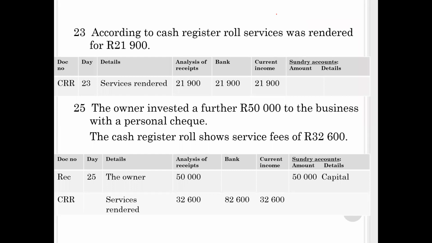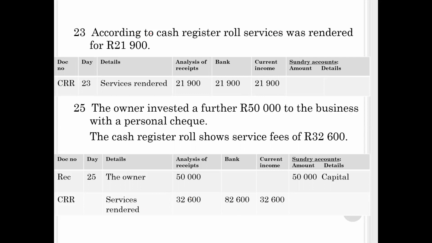Then you will see what they've done now is they add up those two transactions on the 25th. So the 50,000 and the 32,600, and the total is going to bank now. So the total is 82,600. But remember, you still need to say what that 32,600 is for. If you write there with detailed services rendered, then it must go to current income. Right, so the one on the 25th, I'm going to take that one again because there are two transactions on the same day.